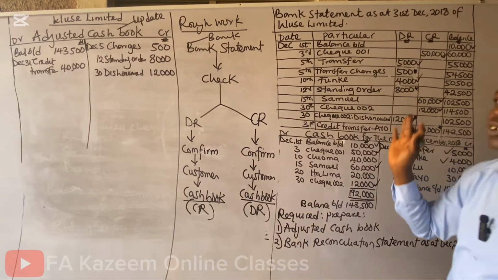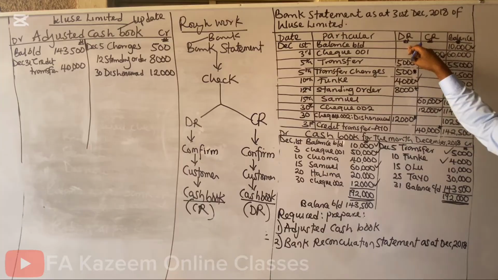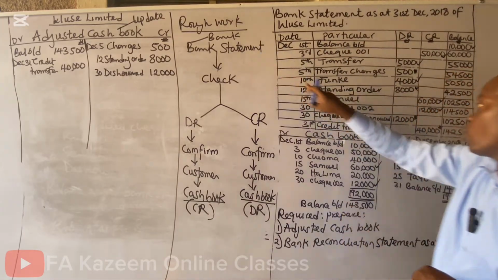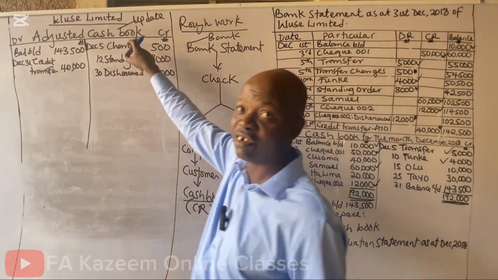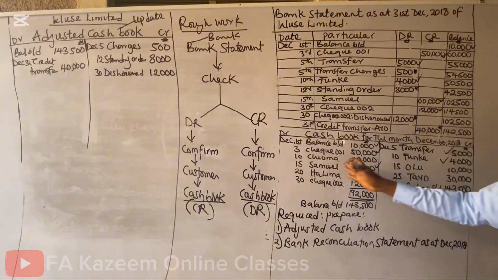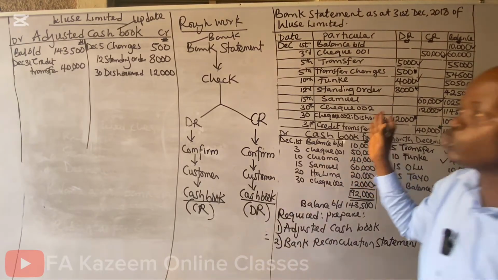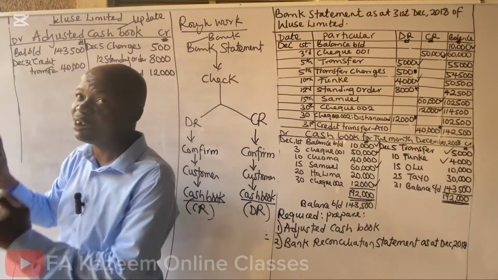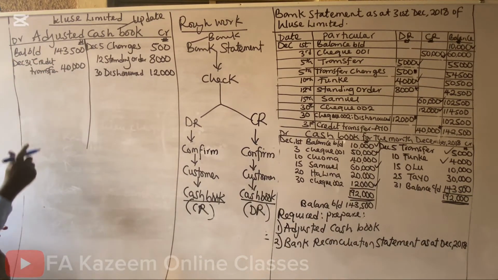By this, you are done with your adjusted cash book. We check the debit side of the bank statement to confirm on the credit side. Any item we cannot find on this credit side when we are confirming, we'll update it on the credit side here. After that, we check the credit side from beginning to the end and confirm it on the debit side. Any item we cannot get on this debit side, we update it on the debit side, and we are done with our adjusted cash book.